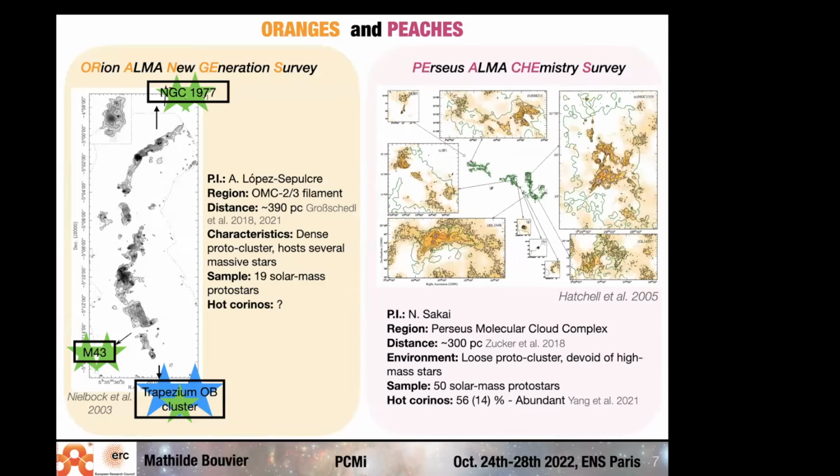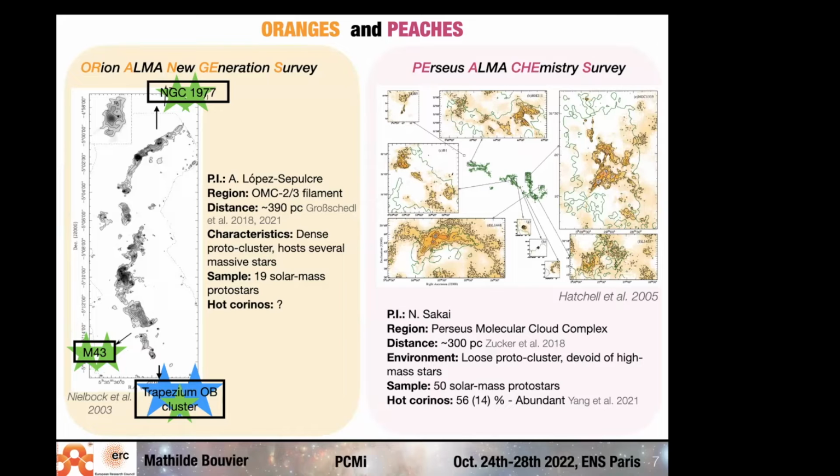ORANGES is the Orion ALMA New Generation Survey. It's a survey that targeted 19 protostars along the OMC-2/3 filament that is located in Orion A. Orion is considered a dense protocluster with high mass stars, and in fact, you can see that the filament is bounded by 3 different HII regions, so it's highly UV illuminated. And the goal of my thesis was to understand how many hot core renos are in this filament.